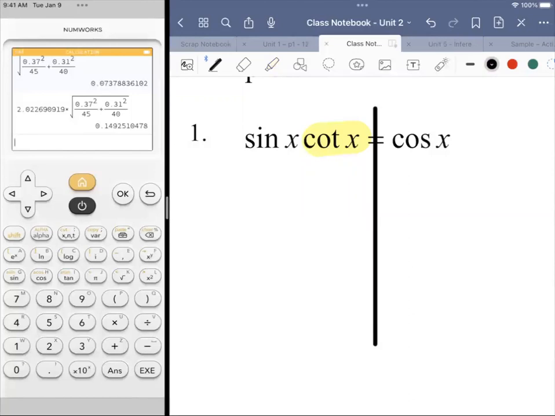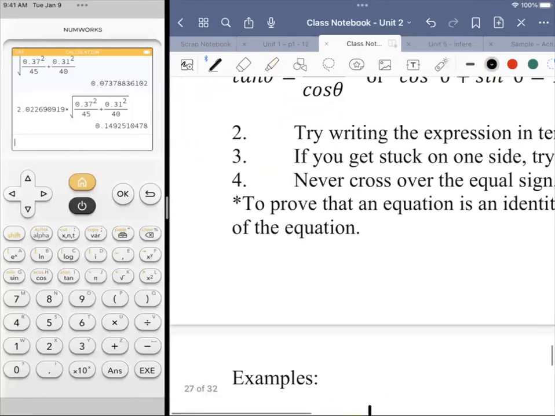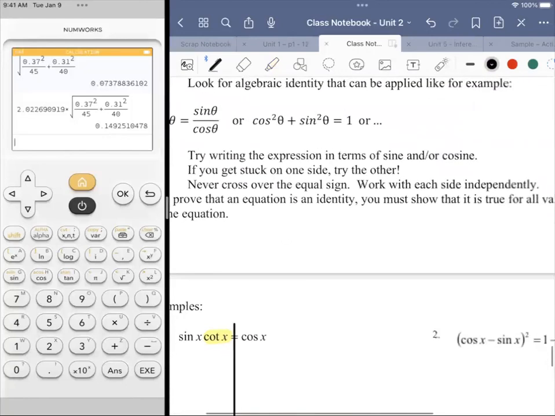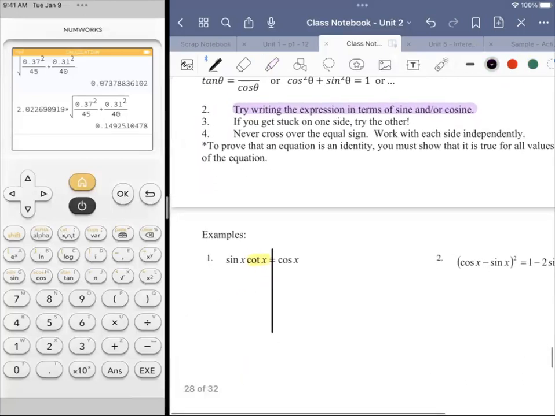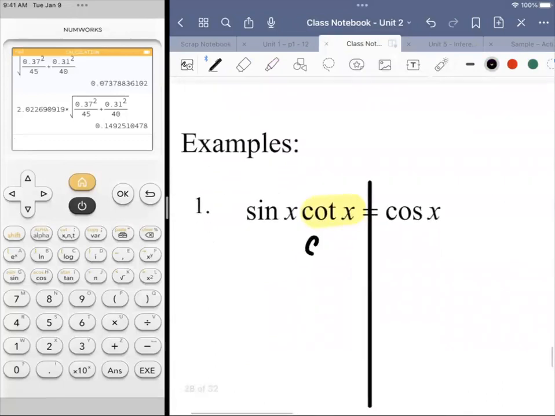I would say a good suggestion, I don't know if I put it in my helpful hints area. Oh, I did. Try writing the expression in terms of sine and/or cosine. And what I mean by that is, whatever trig function you're trying to manipulate, look for a rule that'll convert it into cosine and sine, right? And in this case, cotangent is cosine over sine.